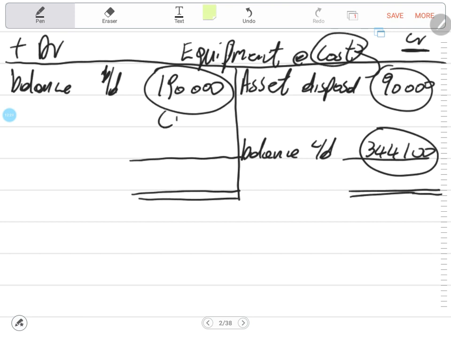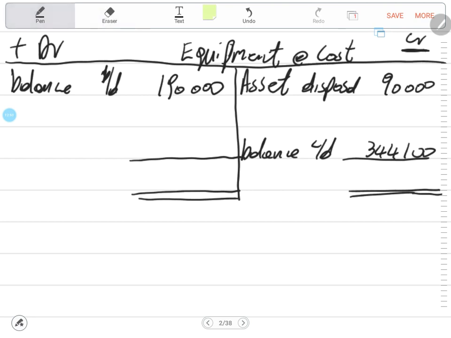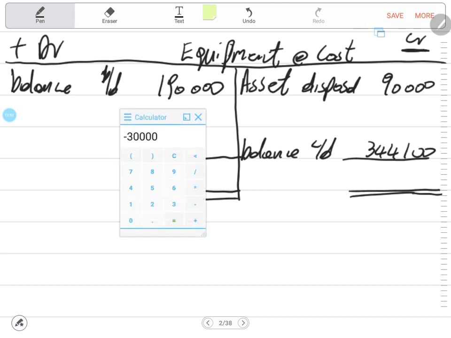But if this was carrying amount or carrying value, then we were going to record depreciation for the current year on the credit side. In the case where that is not the case, we only record the cost of the asset in the ledger account for that given asset. This is very important to master. Now we go to the total calculation. 344,100 plus 90,000 rands equals 434,100.